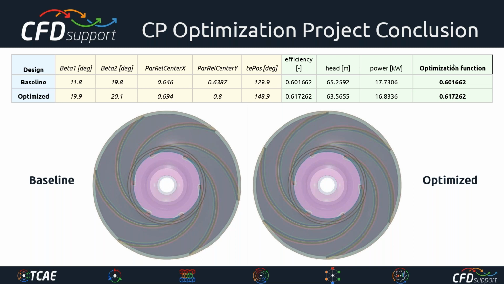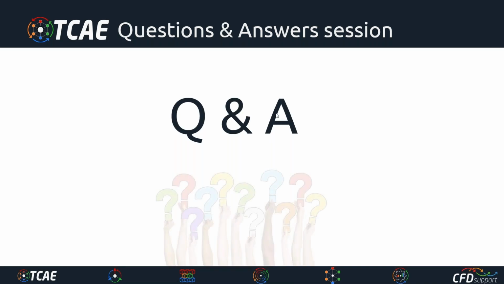Of course, you can be sure that the optimization function can be much more complicated. You can say, okay, I'm interested, for example, in all candidates where the head is above 65, and at the same time I want the efficiency to be above 61%, and at the same time I want to have power lower than this and that. So there are many combinations that can be used, of course. This was just a simple case, and I think this would be nearly it.